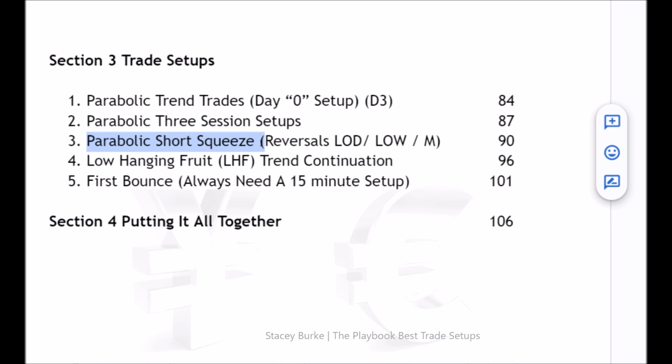Parabolic short squeeze reversals. We saw one on gold yesterday for a session trade, which actually thus far has been the low of the week on day one, day two. And low-hanging fruit, the trend continuation, which is what we saw at the beginning of the U.S. session today, which gave traders a range expansion as a potential target.